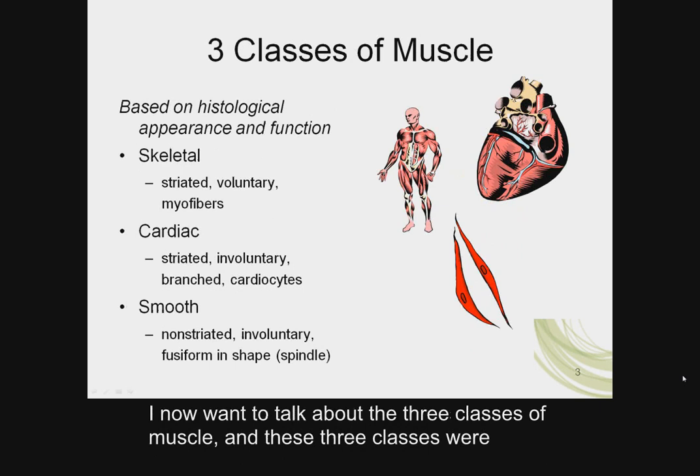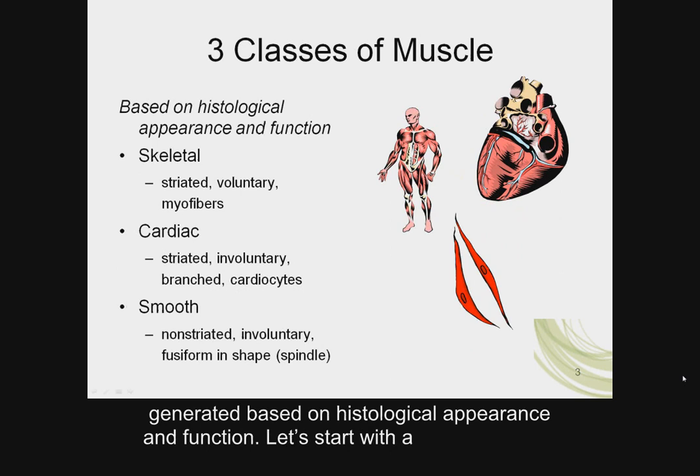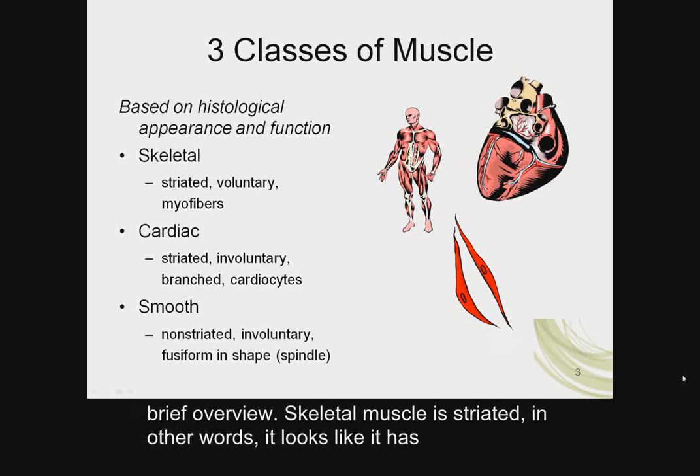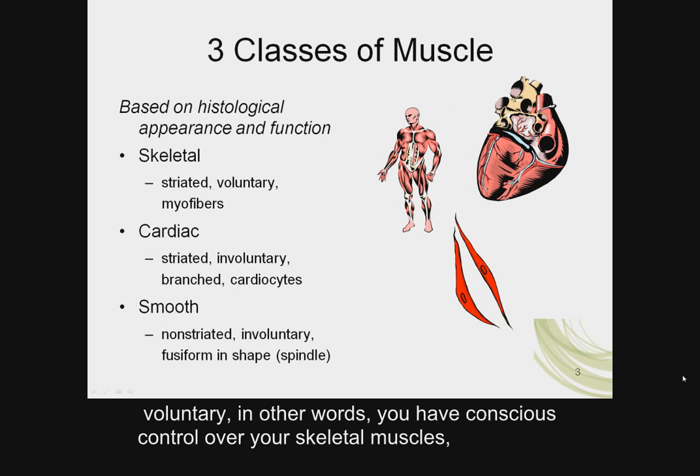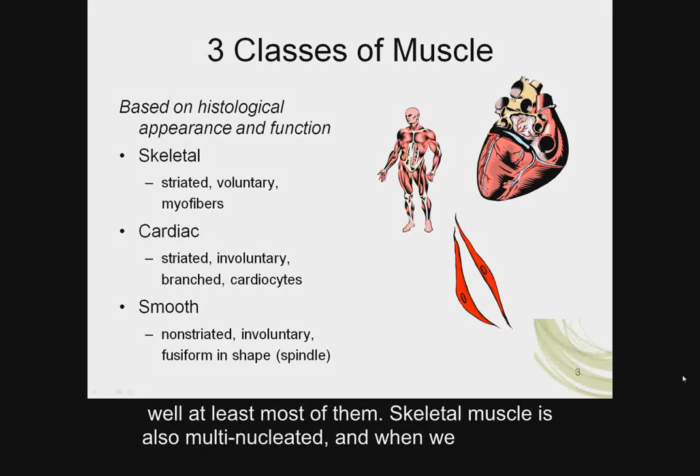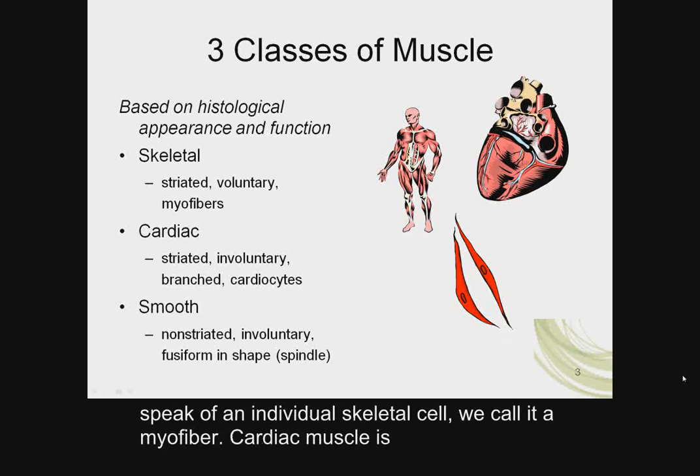I now want to talk about the three classes of muscle, and these three classes were generated based on histological appearance and function. Let's start with a brief overview. Skeletal muscle is striated. In other words, it looks like it has lines running through an individual muscle cell. Skeletal muscle is also voluntary. In other words, you have conscious control over your skeletal muscles. Well, at least most of them. Skeletal muscle is also multinucleated, and when we speak of an individual skeletal cell, we call it a myofiber.